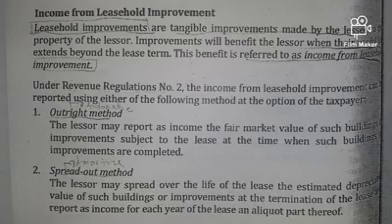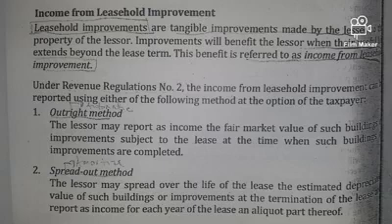Next accounting method that we're going to discuss is the outright method and the spread out method. So these two methods are going to be used when determining the reportable income from leasehold improvements. So we're going to define first the term leasehold improvements. Leasehold improvements are tangible improvements made by the lessee to the property of the lessor. The improvements will benefit the lessor when the useful life of these improvements extends beyond the lease term. So this benefit is referred to as income from leasehold improvement.